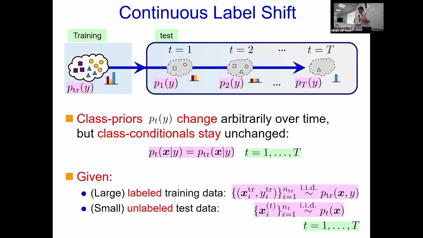Then the setting is quite the same. So we are given labeled training data in the training phase. Then at each test step, we have a small number of unlabeled data like this. So not only one point, but we assume we have a small set of unlabeled test data. So that is actually needed to adapt our classifier over time.